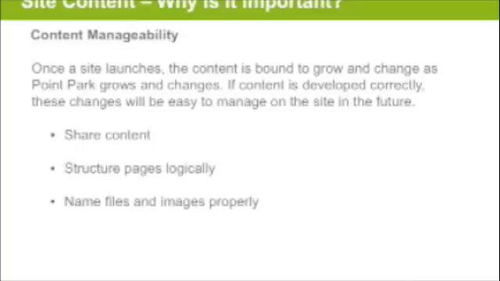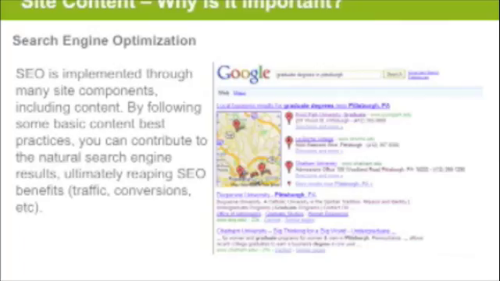Sharing content is definitely key. You don't want to have to update it in 5 different places. If you update it once and it's shared, that's a quick way to do that. Structure the pages logically, and name the files and images properly, meaning calling them what they really are instead of image 1, 2, 3. So when you're sorting through what's old and what's not, you can easily see that a professor has moved on, this building has changed, we have new images, just by looking at that.